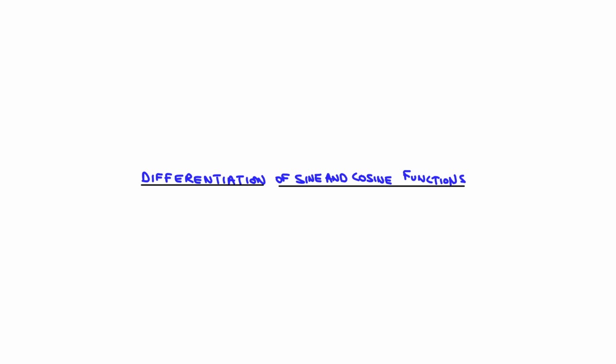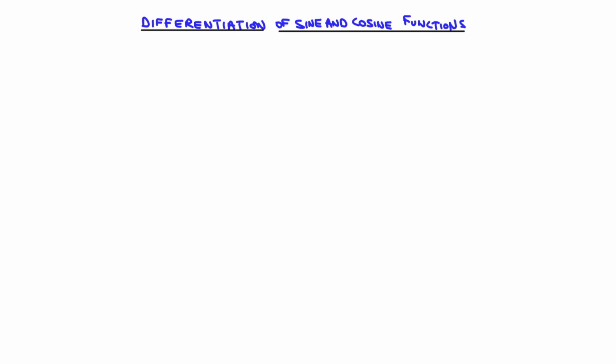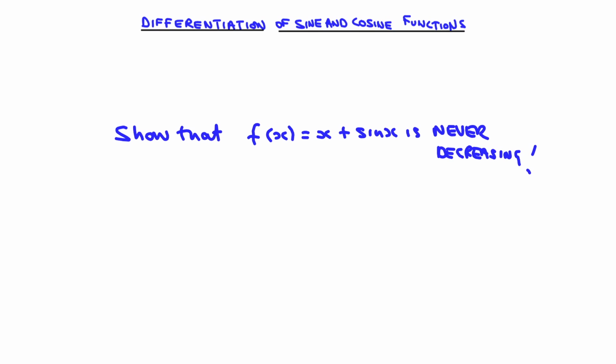We're going to look at a couple of questions that incorporate prior knowledge, because all that is new in today's lesson is differentiating sine and cosine. So let's look at the first question. Show that f of x equals x plus sine x is never decreasing.